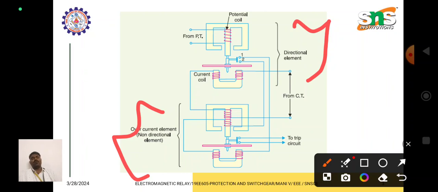Here in the directional element, there is an upper electromagnet and a lower electromagnet. The upper electromagnet is energized from the potential transformer by means of voltage, and the lower electromagnet is energized by the current taken from the current transformer. So the upper coil is energized by the voltage and the lower coil is energized by the current.